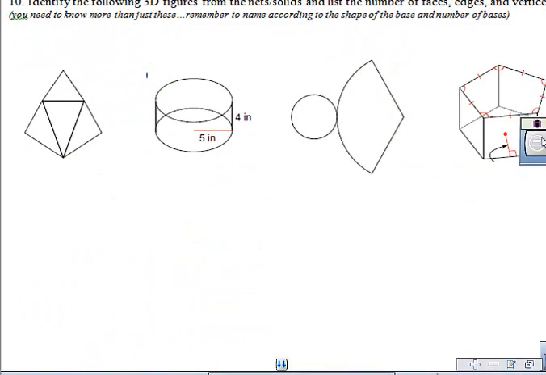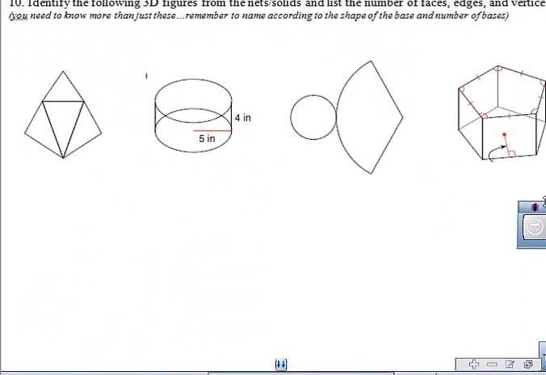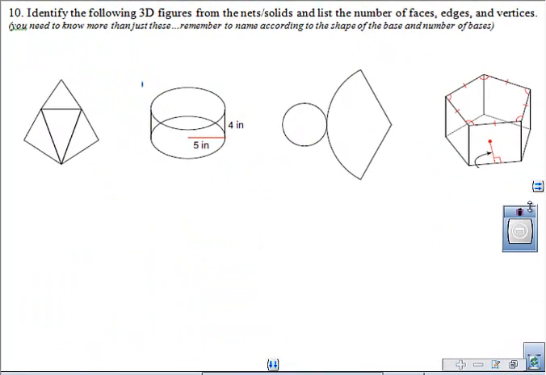All right, last but not least, number 10 here wants to make sure you're able to identify 3D figures from a net or a solid perspective. They want you to be able to number the faces, edges, and vertices, okay? You're going to need to know more than just these, but this is a good start.